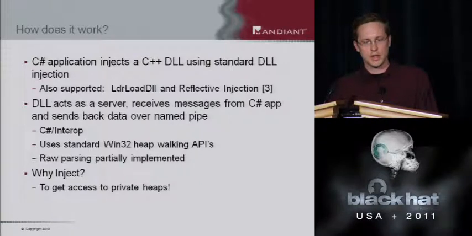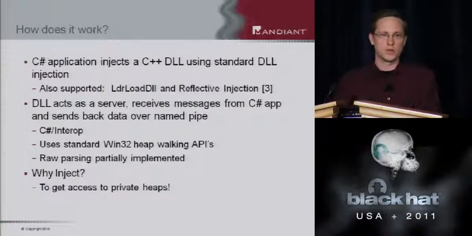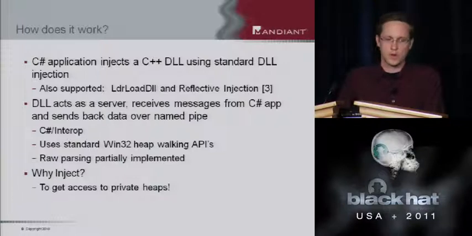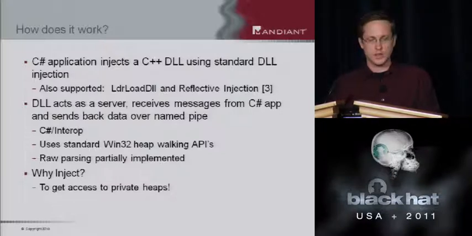So the DLL I inject acts as a server, receives and sends messages using a named pipe. It uses C# interop and standard Win32 heap walking APIs, though there's raw parsing code implemented that walks the PEB to obtain the list of heaps and chunks. So you may ask, why do you inject in the process? Why don't you just use existing Windows APIs? Because an external process can't access another process' private heaps without being in that process address space.